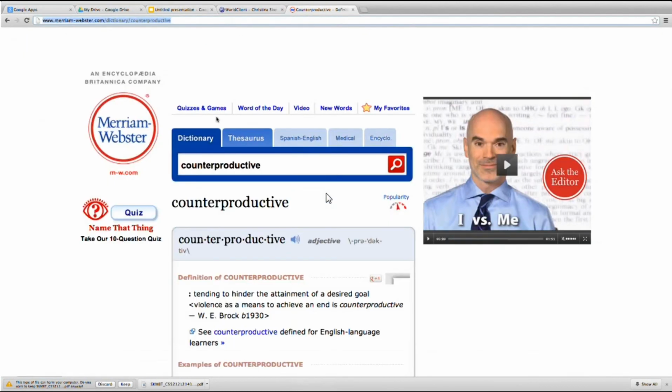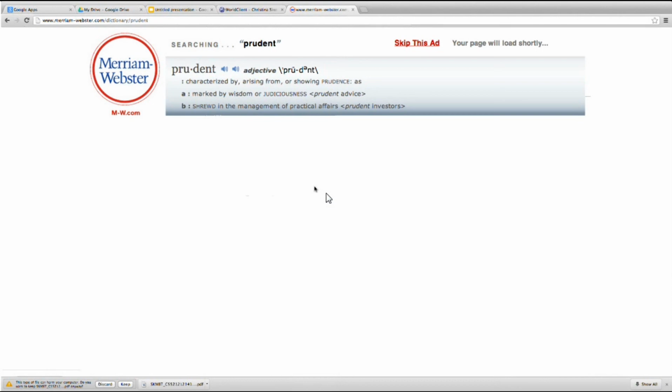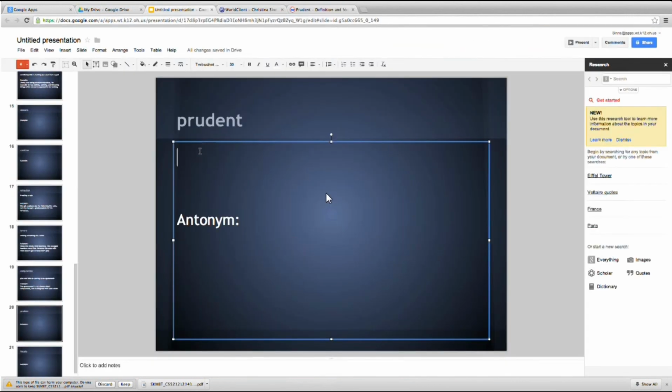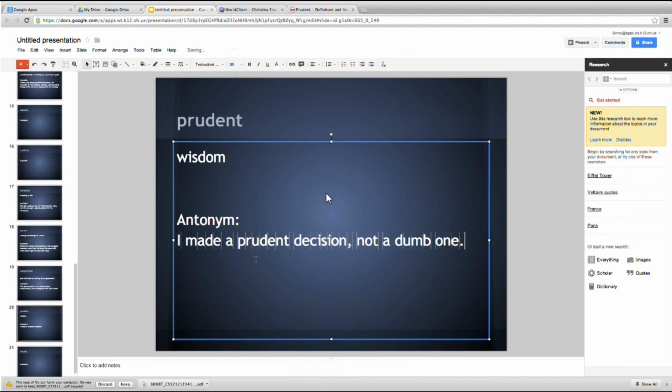Does everyone know what prudent means? Prudent is a mark of wisdom. If you make a prudent decision or you give prudent advice, it's wise advice. It's really thinking things through. Okay, give me a sentence. I made a wise decision, not a stupid one. I made a prudent decision, not a dumb one. There you go, that has the antonym in there. All right.